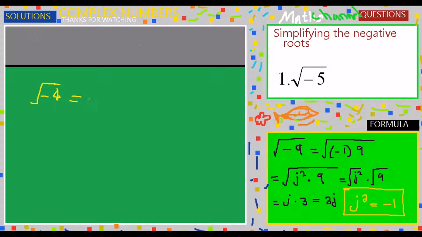To simplify it using the complex numbers method, you have to change this one. This one is a negative one, so if you multiply by a negative one, you will have a negative 4. Continuing with this one, we'll change the negative one to j square. As you can see from the formula at the bottom, it shows that j square is negative 1. So we'll change the negative 1 to j square.